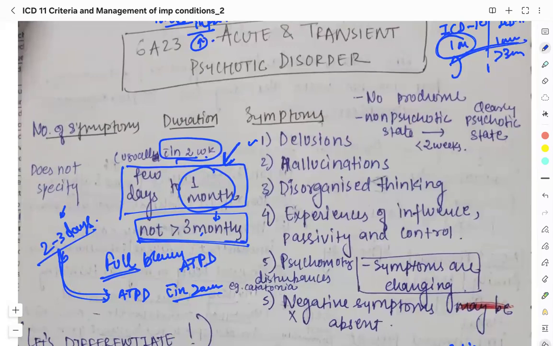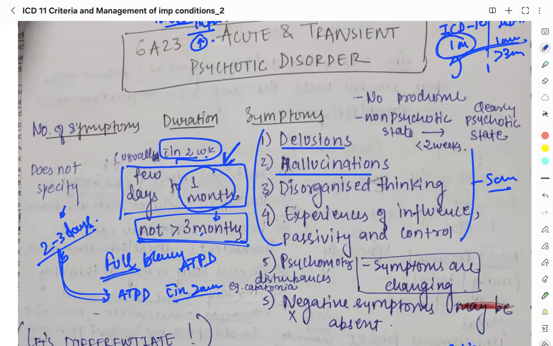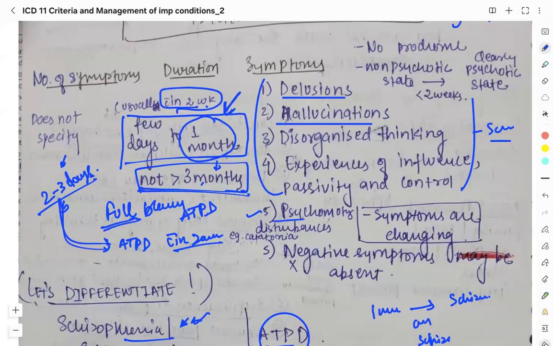We have delusions, hallucinations, and these four symptoms, if you see, are exactly the same as the first four symptoms of schizophrenia. And then we have psychomotor disturbances, which were also present in schizophrenia, for example, catatonia. But negative symptoms are absent. This is what ICD-11 writes, and symptoms are very fluctuating and they keep changing.